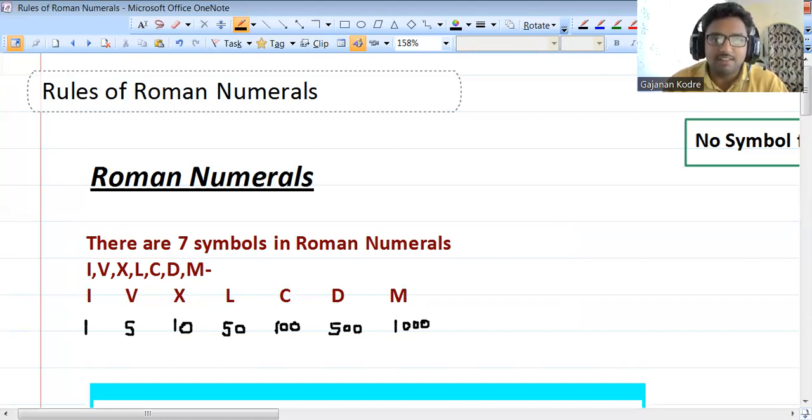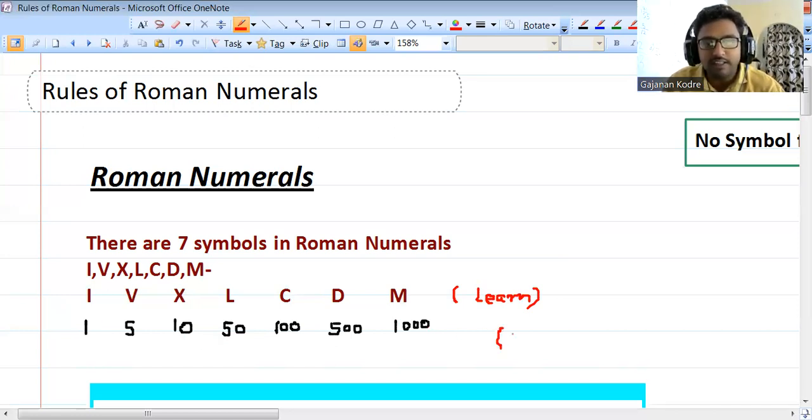I have a trick. Would you like to know the trick? Yes. देखो बहुत सिंपल है. क्या करना है? IVXLCDM इसे सबसे पहले लर्न करना है in a sequence. After learning it in the sequence, write it down. After writing, follow the 1-5 trick. What is the 1-5 trick? I'll tell you.